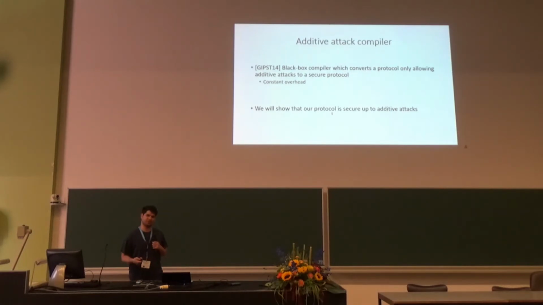And the advantage of this compiler is that it only introduces a constant overhead. So you're multiplying only by a constant factor. Why this is useful for our work is that what we'll show is that our protocol is secure up to additive attacks, and then on top of it we can apply their framework, so we don't need to really worry about it more. So since our protocol is secure under additive attacks, that means it can be efficiently compiled into a protocol that's just plainly secure.